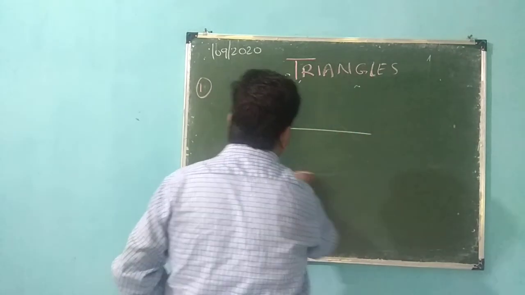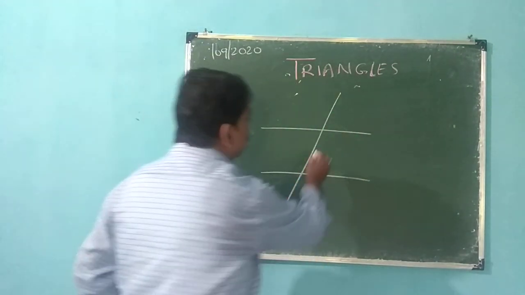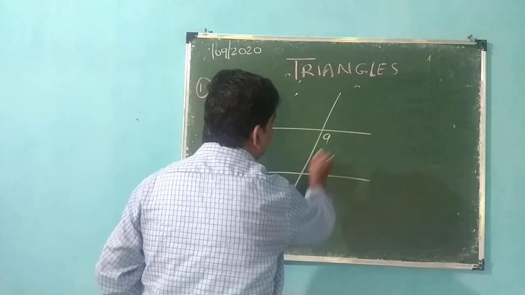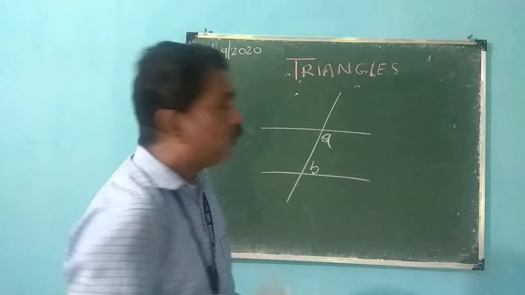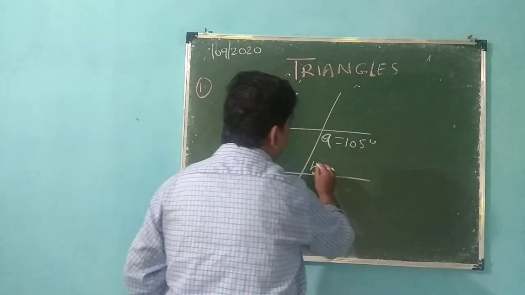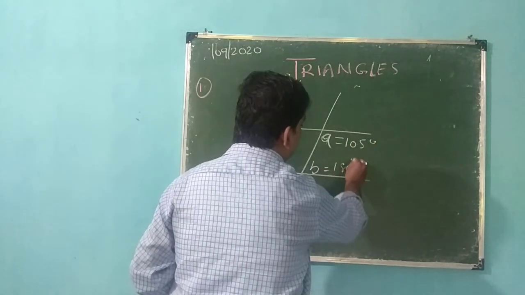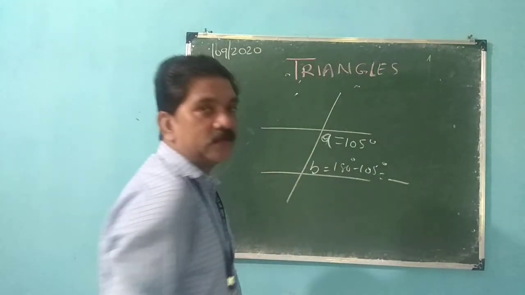Now, suppose I draw two lines and they are parallel. It means the sum of this angle and this angle, let me write A and B, the sum of this angle and this angle is equal to 180 degree. Suppose A is given as 105 degree. So what will be B then? B will be 180 degree minus 105 degree. Do it, you'll get the answer.